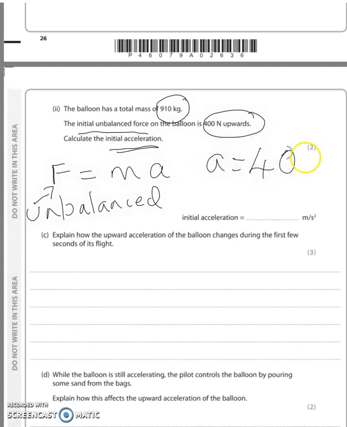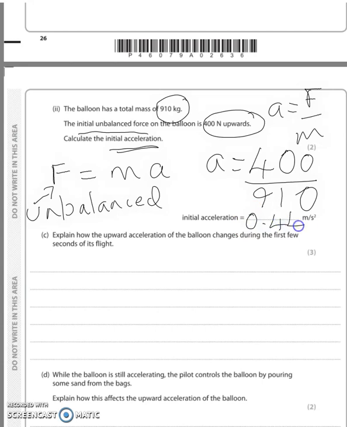So you need to rearrange it. So it's force over mass, 400 newtons on the top, 910 kilograms on the bottom, and that gives you an initial acceleration of 0.44.